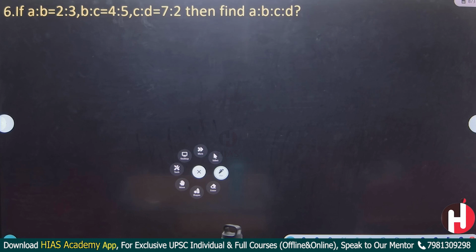In the earlier problems, only two ratios were given. Now three ratios are given. The general method is the same: we have to equate the B value first and then you have to equate the C value.